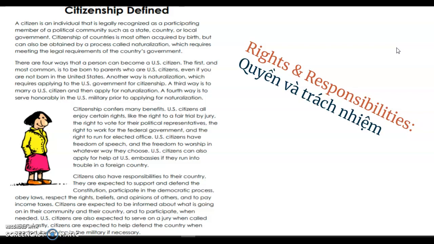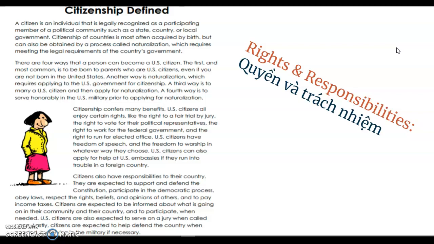Citizens also have responsibilities to their country. They are expected to support and defend the Constitution, participate in the democratic process, obey laws, respect the rights, beliefs, and opinions of others, and to pay income taxes.